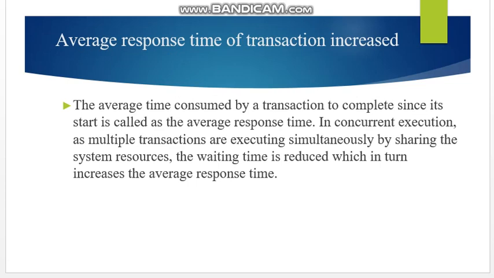Improved average response time. The average time consumed by a transaction to complete since its start is called the average response time. In concurrent execution, as multiple transactions are executed simultaneously by sharing the system resources, the waiting time is reduced, which in turn improves the average response time. For example, if you have n transactions being executed simultaneously, the waiting time of these transactions is very low, which improves the average response time.